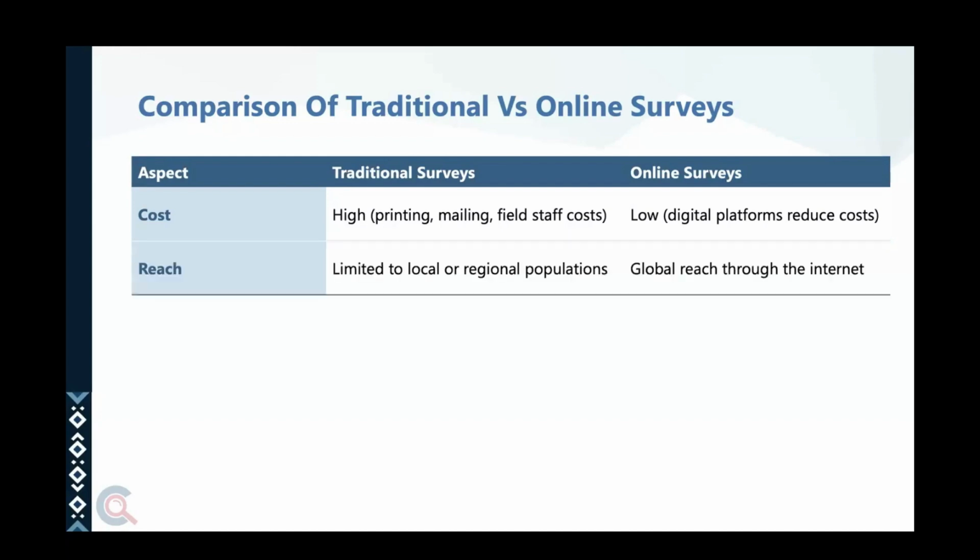The second one is in terms of reach. So traditionally, with the paper-based surveys, you are kind of limited to a certain particular geographical area and to a particular population. But with the internet, you can reach more and more people. So the potential number of people that you could survey is really huge. So online surveys have a very huge reach.